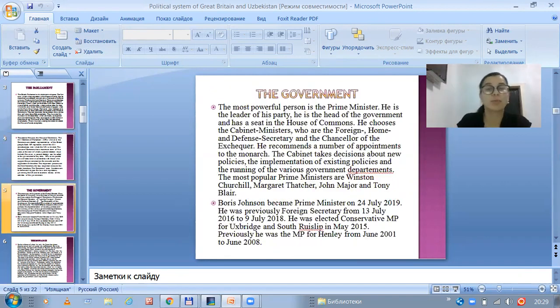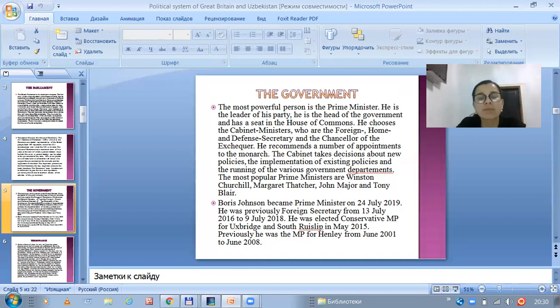The most powerful person is the Prime Minister, Premier Minister. He is the leader of his party. He is the head of the government. He has a seat in the House of Commons. He chooses cabinet ministers who are foreign, home, defense secretary and chancellor of the exchequer. He recommends a number of appointments to the monarch. The cabinet takes decisions about new policies, implementations of existing policies, and running of the various government departments. The most popular prime ministers are Winston Churchill, Margaret Thatcher, John Major, and Tony Blair.